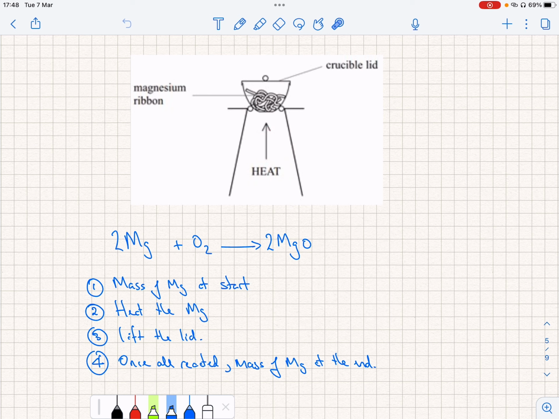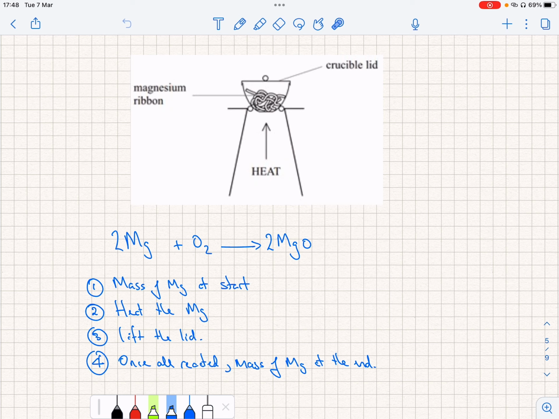We then start to heat the magnesium, so we have a Bunsen burner underneath here and we start to heat it quite strongly, and that's to help the magnesium to react. And as it starts to react, we're going to have to lift the lid in order to get more oxygen to come back in, to help the magnesium to react fully. And you keep repeating that process.